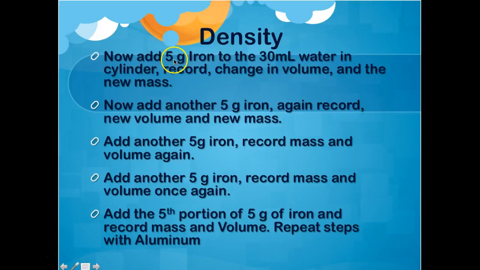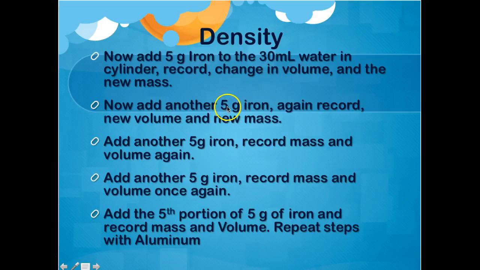Now to this 30 mils of water, you're going to add 5 grams of iron. So if the initial mass was about 84 grams, plus 5, it should go up to about 89 grams. And then you'll add another 5 grams of iron. And the volume, of course, will rise because the iron is displacing its volume. So it'll rise up to a little above the 30 mil mark. So note that volume as well.